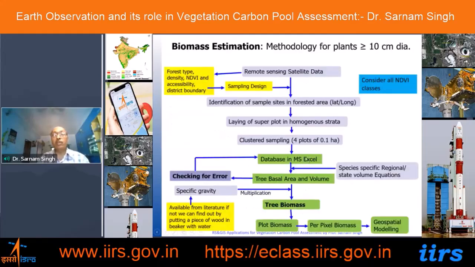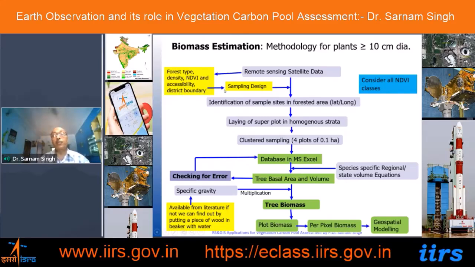So I was telling you about this methodology, and probably there was some problem. Let me summarize what I have been telling you so far. We start with the satellite data. We do the forest type mapping and forest density mapping. We can take NDVI from the satellite data. We can take road map, accessibility, and we can also overlay district boundary on it.